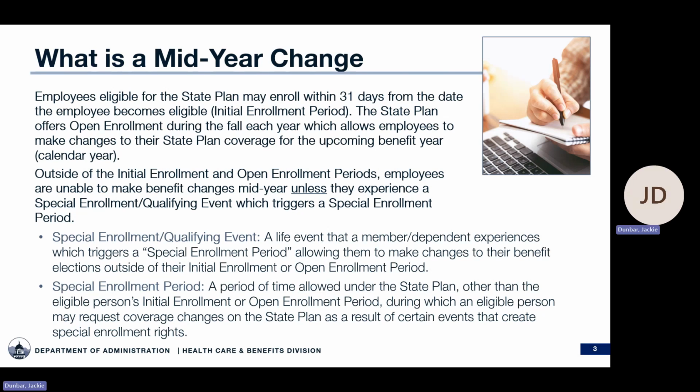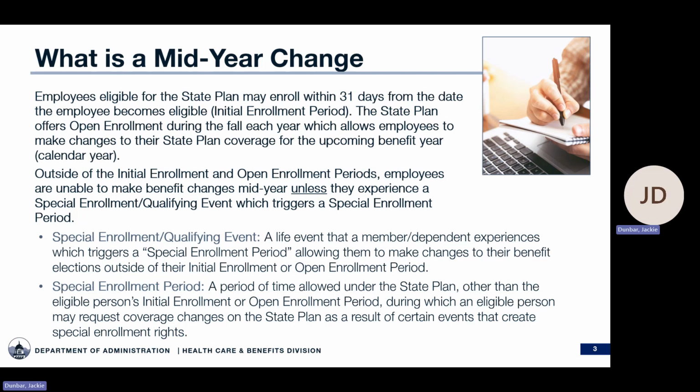What is a mid-year change? Employees eligible for the state plan may enroll within 31 days from the date the employee becomes eligible. This is the initial enrollment period. The state plan offers open enrollment during the fall each year, which allows employees to make changes to their state plan coverage for the upcoming benefit year or calendar year.